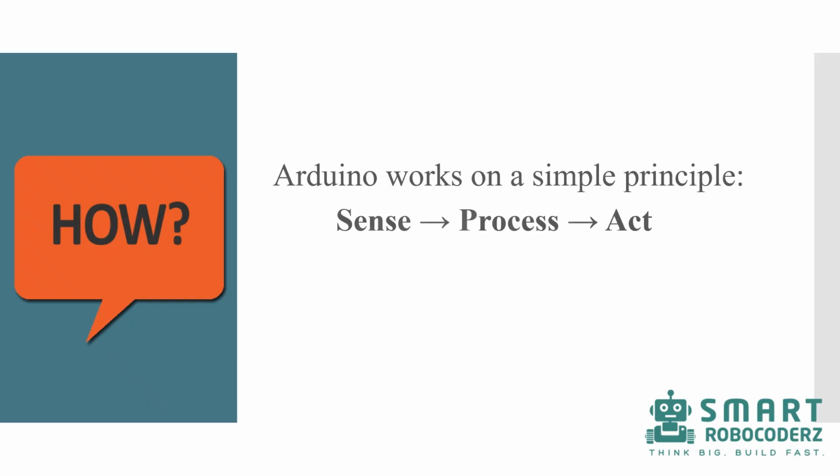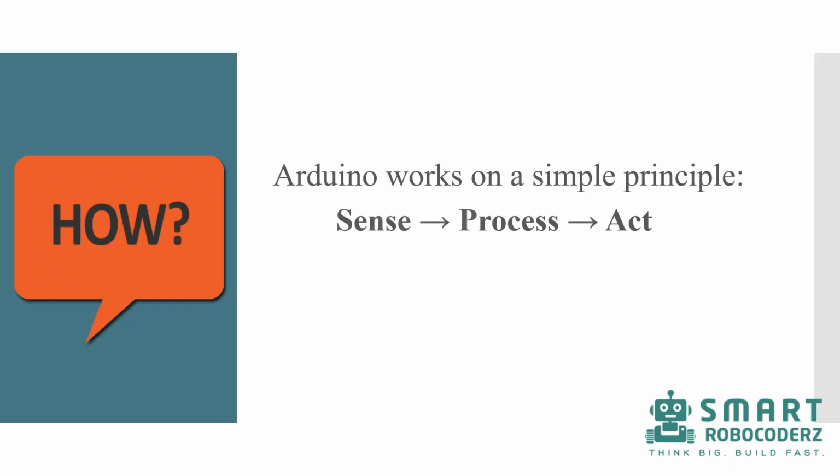First, the sense stage. Arduino collects information from its surroundings. It uses sensors to detect real-world data. In the process stage, Arduino acts like a brain. It reads the sensor data, follows the instructions written in the program, and decides what action should be taken. In the act stage, Arduino performs an action.